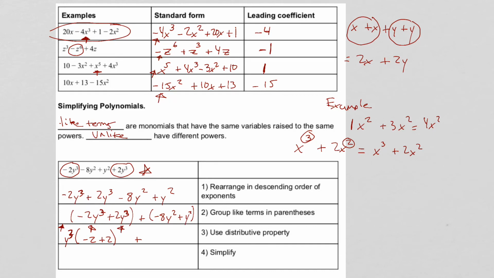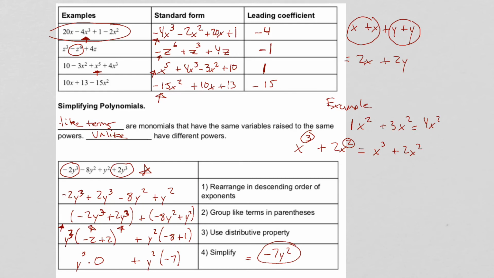Here we go. And then we're going to factor out the y squared here. Minus 8 plus 1. So, as you can see, this is going to be y to the third times 0 plus basically y squared times a negative 7. And your answer, once you've added all these together, is going to be minus 7y squared. And that's what happens when you add this whole mess together.